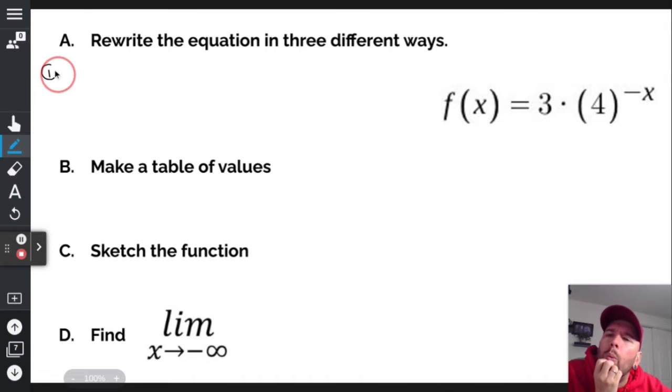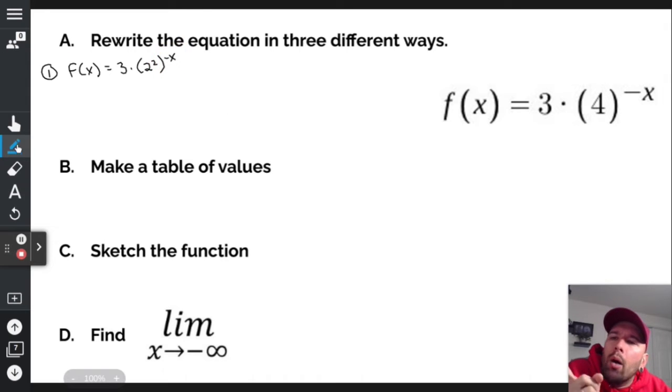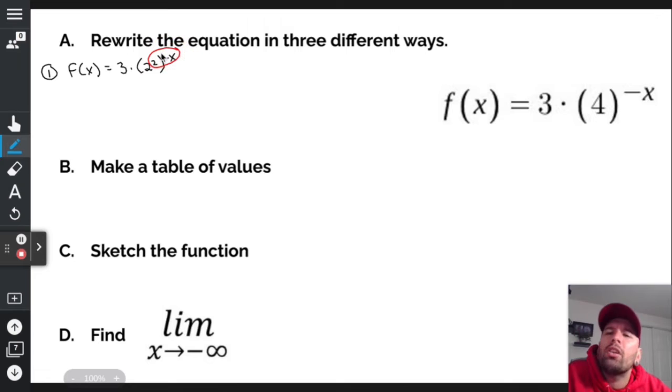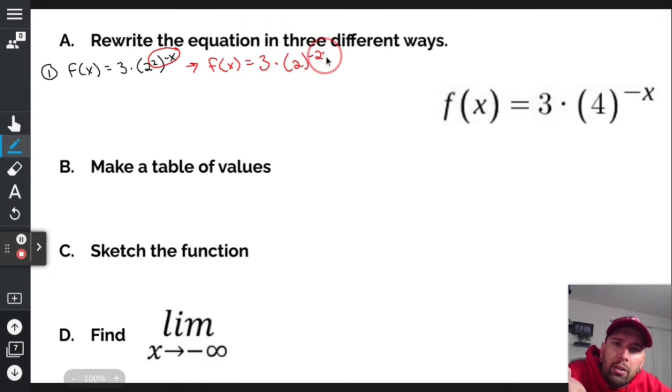So way number 1 that we will rewrite this is let's turn that 4 into 2 squared. So f of x equals 3 times 2 squared to the negative x. Now remember a couple problems ago when I said turn it into x minus 1, and I was like, oh, that was a dumb mistake by me. I must be meaning to do something later on in the video. Here we are. When you have something in parentheses taken to an exponent, you multiply exponents. So what this final guy is going to look like is f of x equals 3 times 2 to the negative 2x.